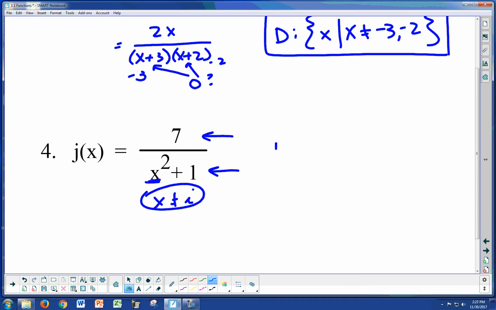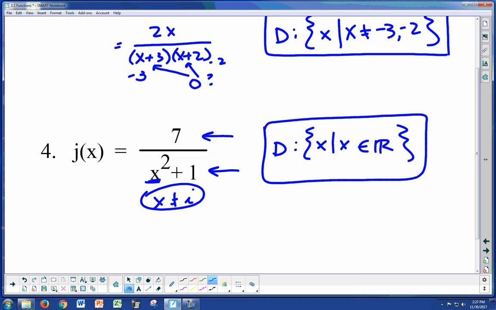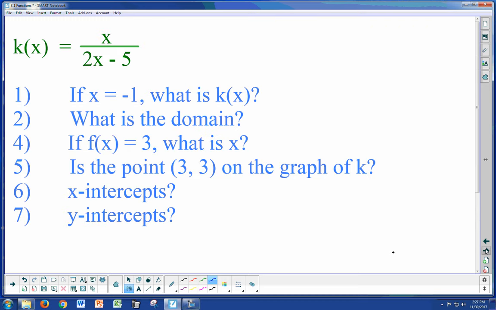So we would say the domain of this function is x such that x is a member of the reals. This is a very strange looking function because we think maybe there's something down there that won't work, but in essence, anything works just fine.